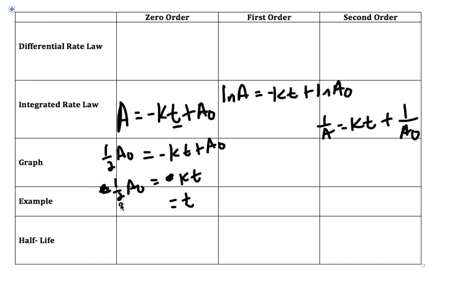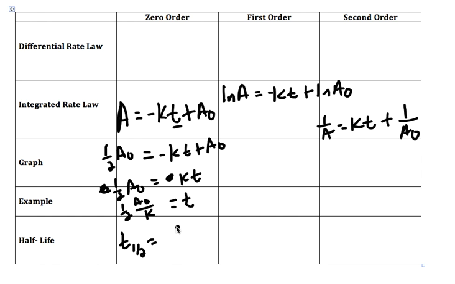which gives me 1/2 A naught over k. So that is the half-life of a zero-order reaction.